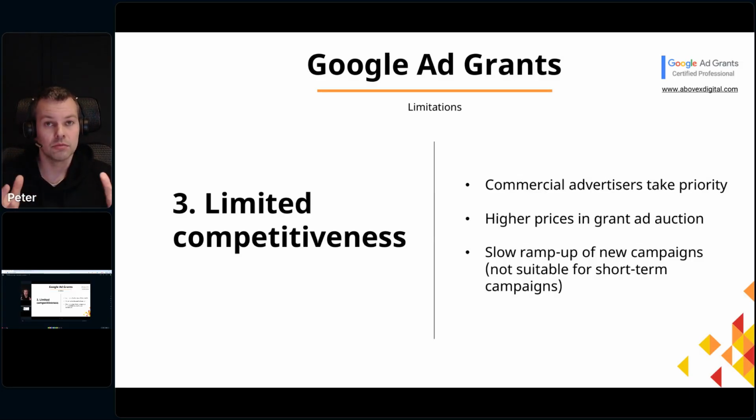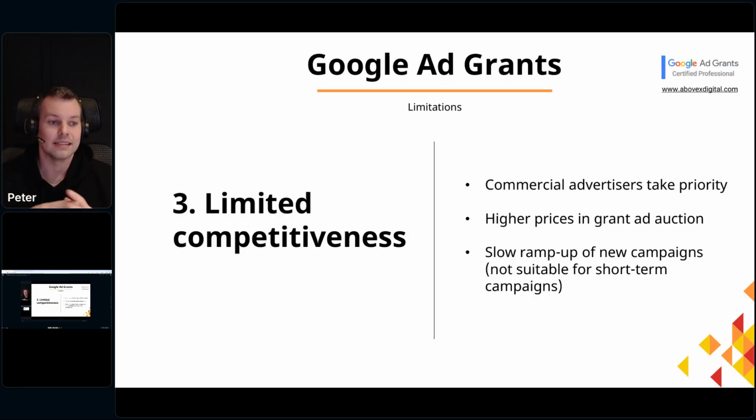Also, because of this grant auction mechanics, the cost per click prices in grant accounts are higher. Always. If you run the same keyword in grant versus commercial, the CPC price in the grant account will be multiple times higher. Obviously, in the grant account, it's not your money, so it doesn't hurt you in a sense. But that also means that 10,000 in a grant account versus 10,000 in a commercial account is a vastly different thing, because the media price is much higher on the grant side.